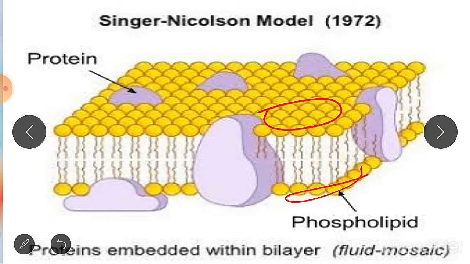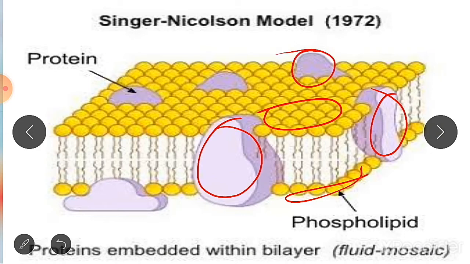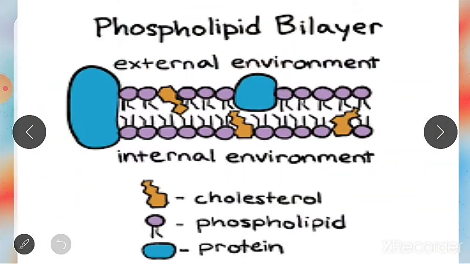Two types of protein molecules float about in the fluid lipid layer. In the lipid layers you can see here, these are the protein molecules, these are proteins, and these proteins are embedded within the bilayer. So it is the fluid mosaic model.